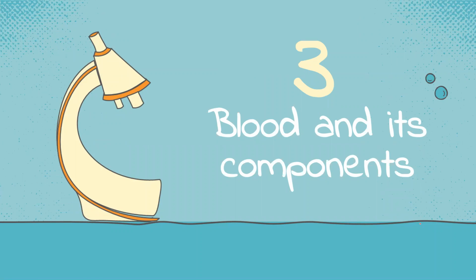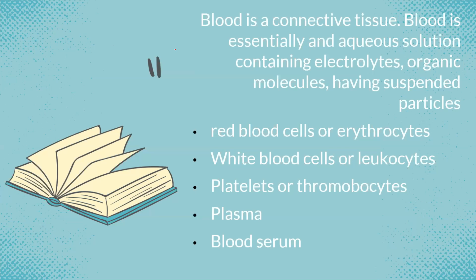Now third, blood and its components and its functions we will also learn. Blood is a connective tissue, meaning a tissue that connects. We know that cells are there. A group of cells combined forms a tissue, tissues form an organ, organs form an organ system, and organ systems form an organism.